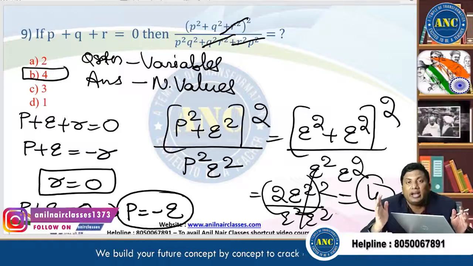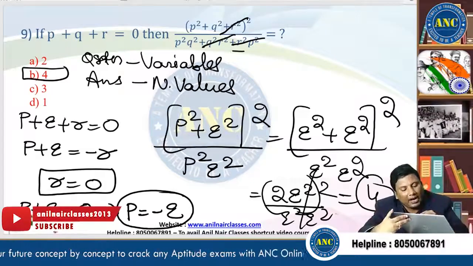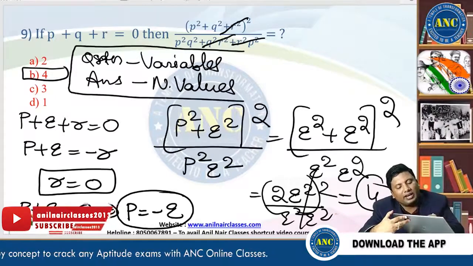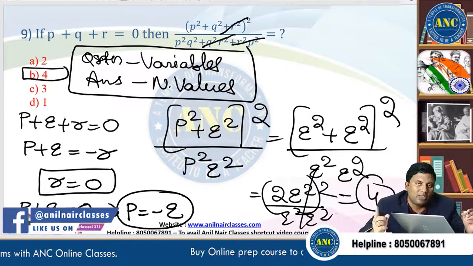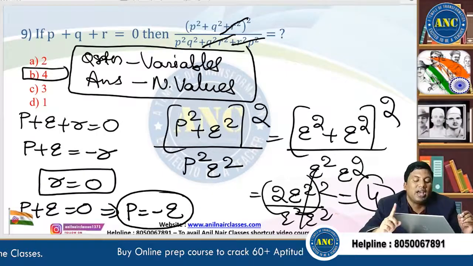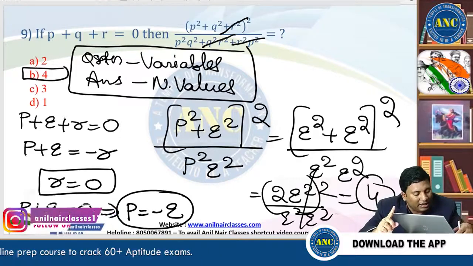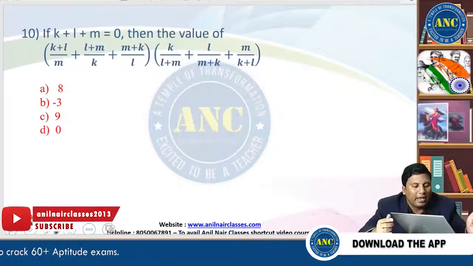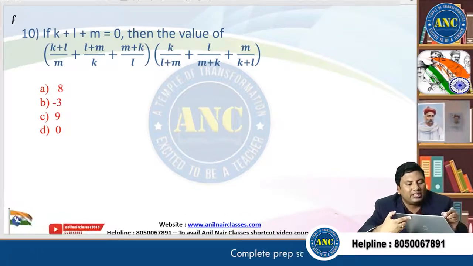This dependent variable concept is applied when the question contains variables and the answer contains numerical values. If the question contains variables and the answer contains numerical values, make the dependent variable 0. Another one, this is an NCERT question.